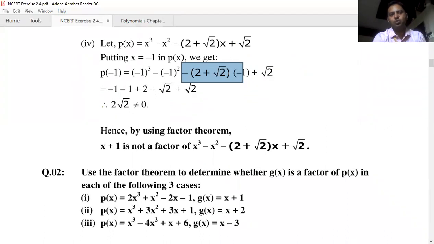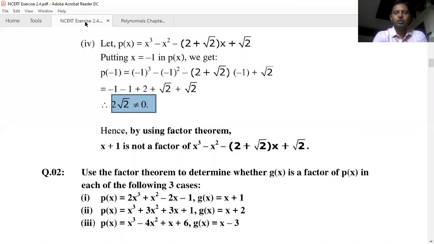So minus 1 minus 1 will be minus 2. Minus 2 and plus 2 will get cancelled. We're left with root 2 plus root 2, that is 2 root 2, which is not equal to 0. So it is not a factor of this polynomial using the factor theorem. Now let's move on to question number 2.